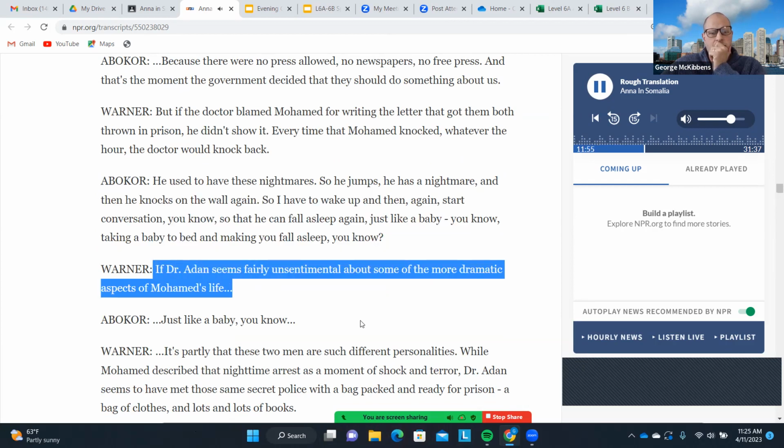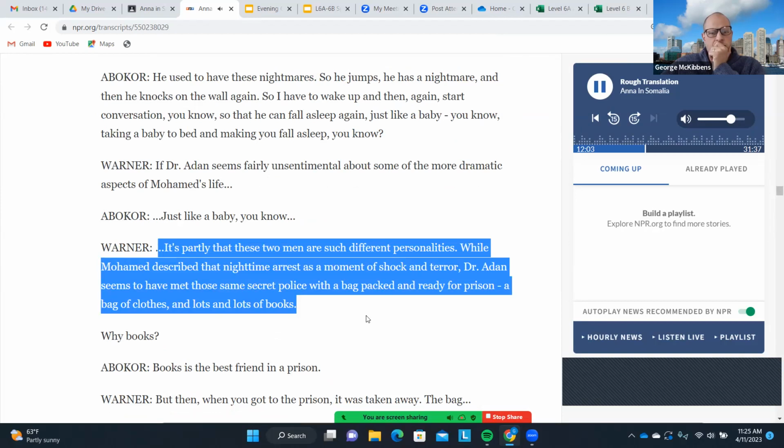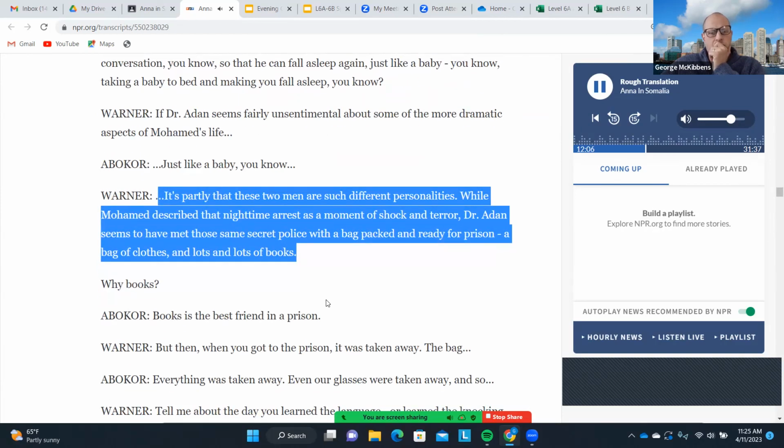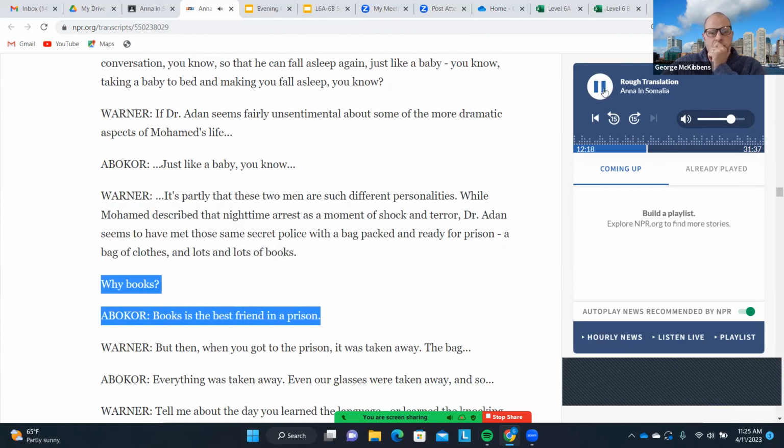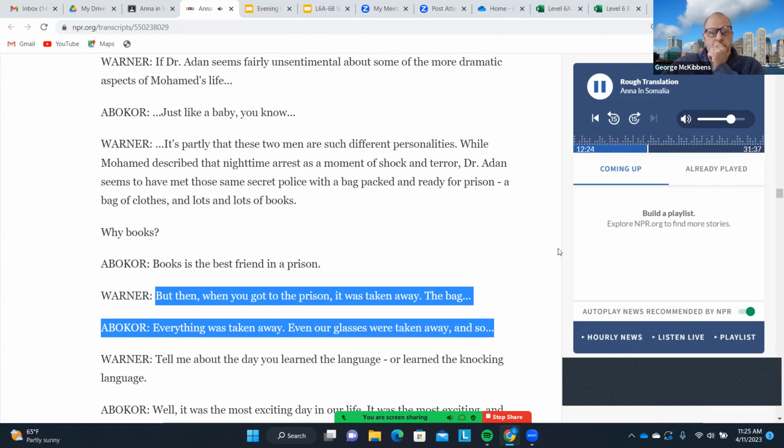Dr. Aden seems fairly unsentimental about some of the more dramatic aspects of Muhammad's life. It's partly that these two men are such different personalities. While Muhammad described that nighttime arrest as a moment of shock and terror, Dr. Aden seems to have met those same secret police with a bag, packed and ready for prison, a bag of clothes and lots of books. Huh? Why books? Books is the best friend in a prison. But then when you got to the prison, it was taken away, the bag. Everything was taken away. Even our glasses were taken away.